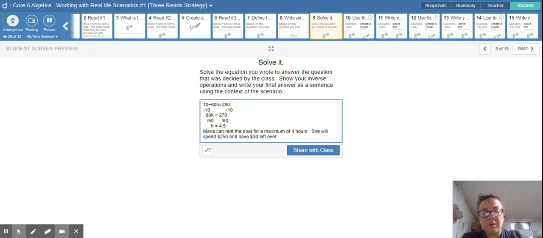So the most important part is interpreting your answer at the end. If you get a decimal, you're going to have to decide, do I round up? Do I round down? Can I keep it as a decimal? What makes the most sense? Since our H stood for the number of hours, we could theoretically have 4.5 hours as an answer, but in this situation, there isn't a cost for renting it for a half hour. So if you tried to rent it for 4.5 hours, they're going to charge you for 5 hours. So you want to make sure that you're only renting it for 4 hours because you don't have enough money to cover that last hour.